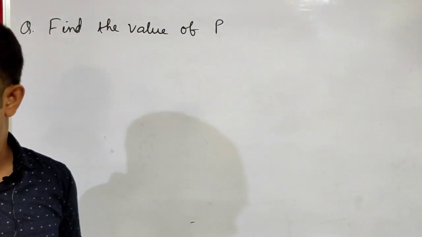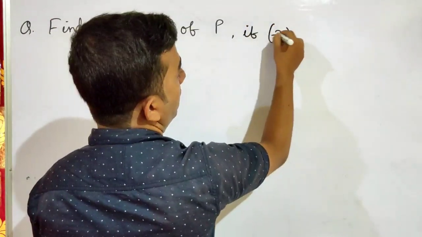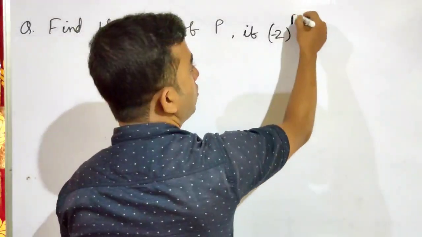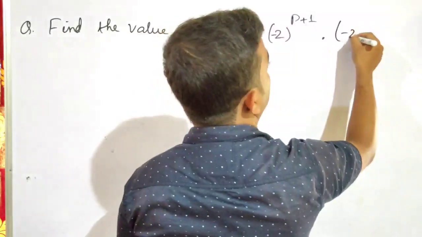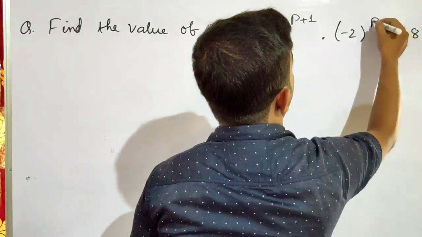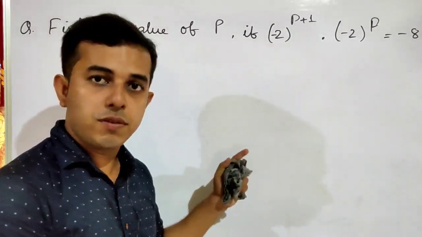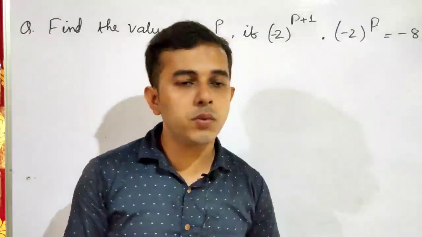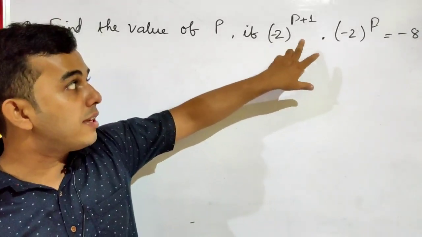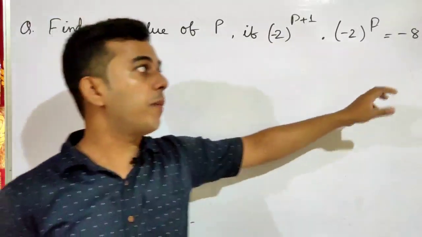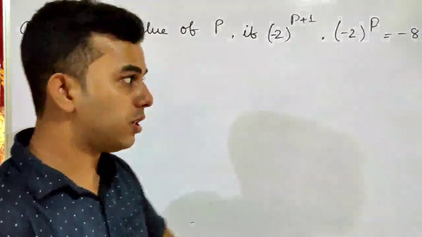Find the value of p if (-2)^(p+1) into (-2)^p equals -8. Clear? We have to find out the value of that p. Basically this is from exponents and powers. We have solved many questions like this, where we have found out the values. Now what to do? Look, here the left hand side is in exponential form, but the right side is in usual form, isn't it? So first we have to write this -8 in power notation.